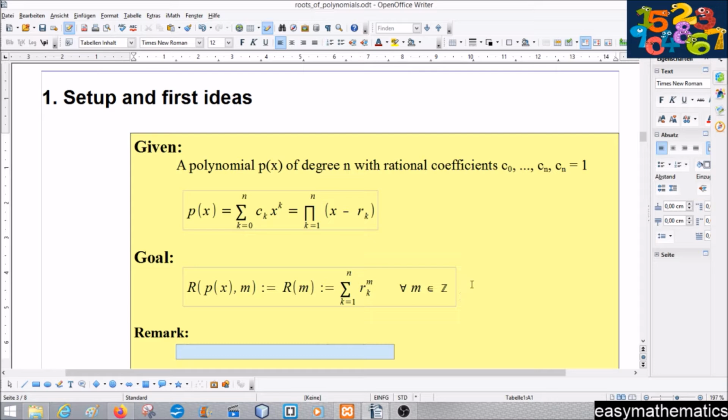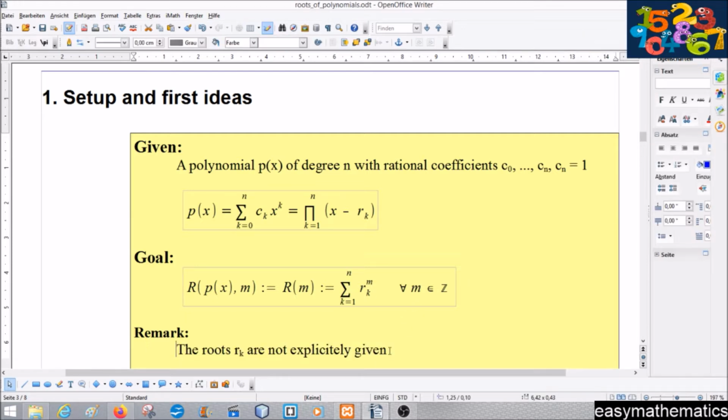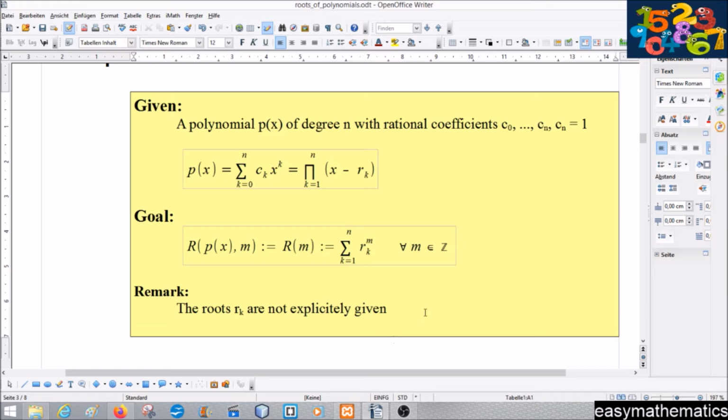In the integers, we will see we can also find the sum of the reciprocals, for example. And I want to mention the roots are not explicitly given. In general we have the summation form, not the factor form. Okay.